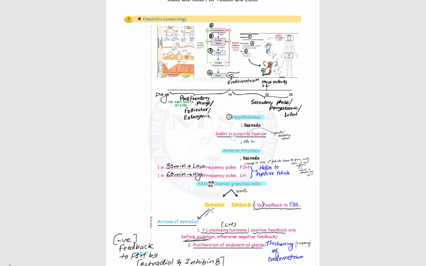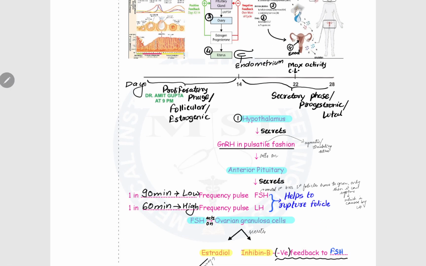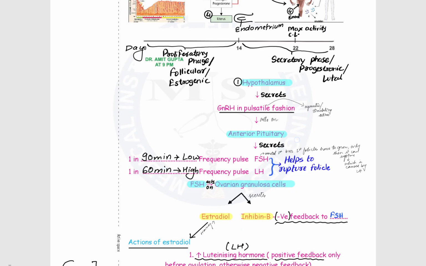There are two phases, the proliferative phase and the secretory phase. Proliferative is also known as the follicular or estrogenic phase, and the secretory phase is also known as the progesteronic or luteal phase. We've already said that the hypothalamus secretes GnRH, but in a pulsatile fashion. It acts on the anterior pituitary. Now it secretes both FSH and LH.